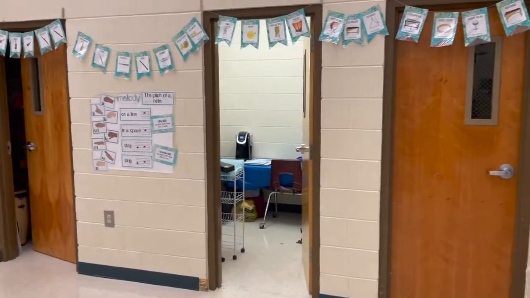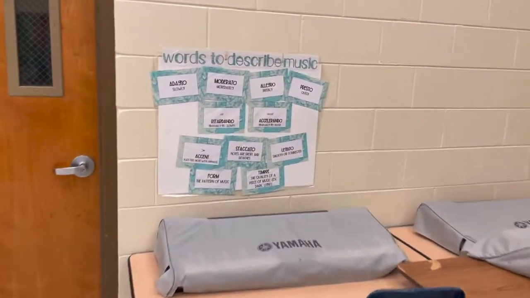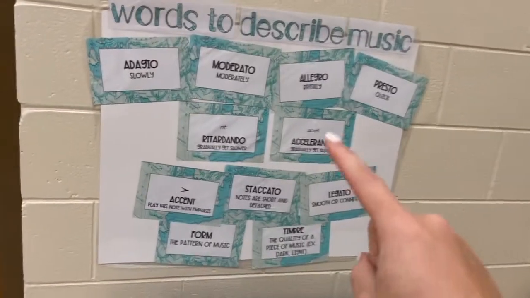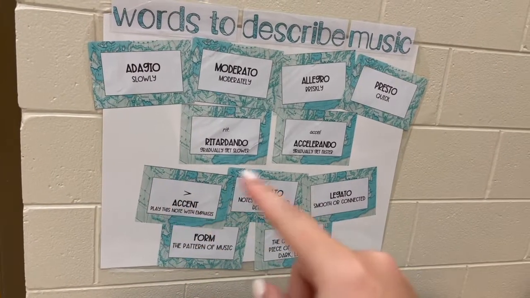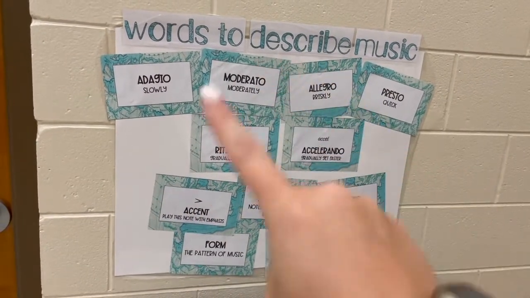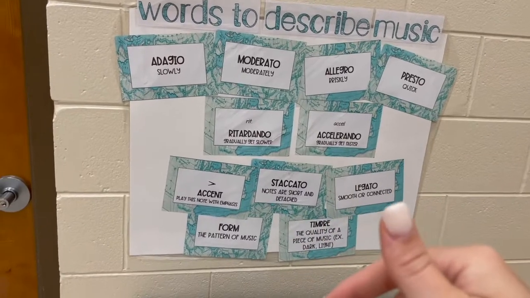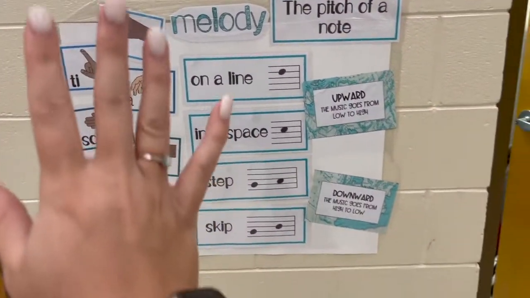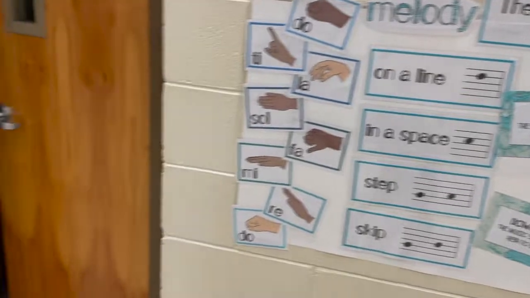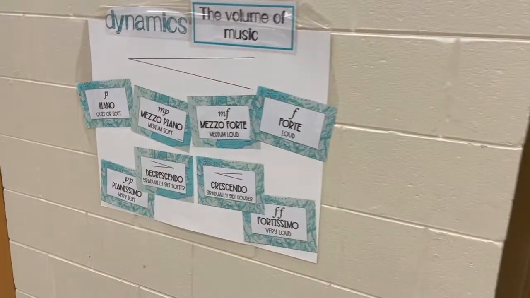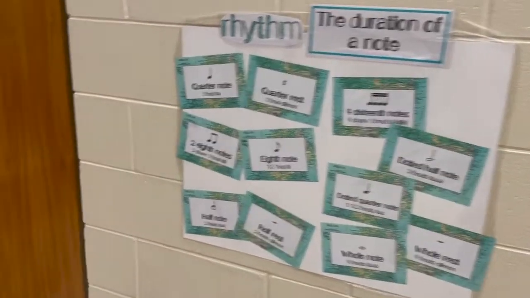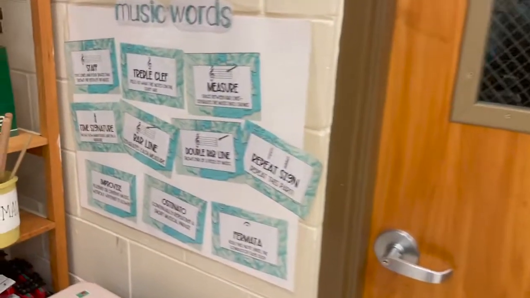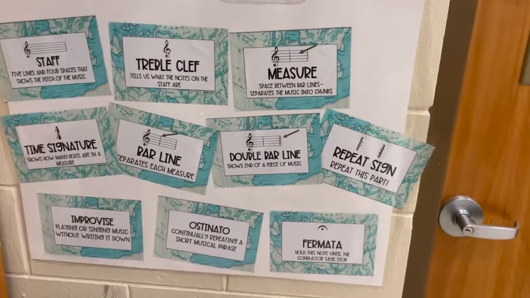Back here I have all of my word wall stuff, and I separated them out by theme. These are just $1 poster boards from Target, and all of the terms are available in my TPT shop. I will link them down below. So I have words to describe music, and then I have melody. These are not currently available, but I'm working on it. But we have dynamics, we have rhythms, and then these were just music words because I didn't know what else to call them.